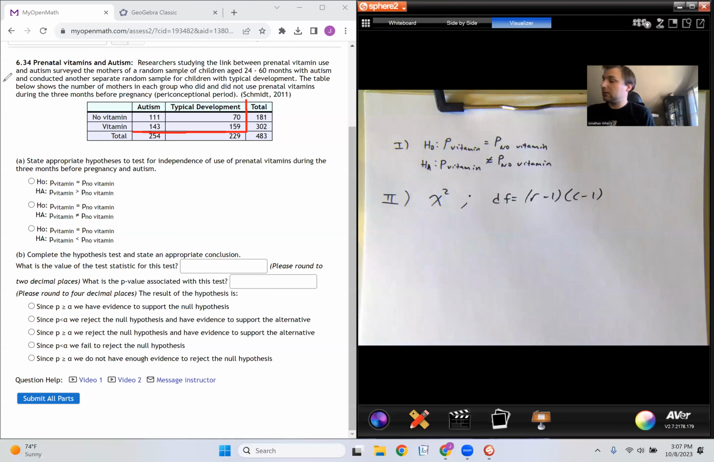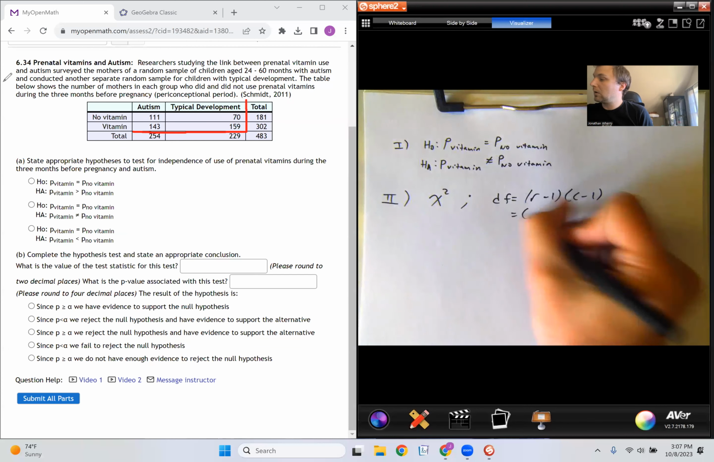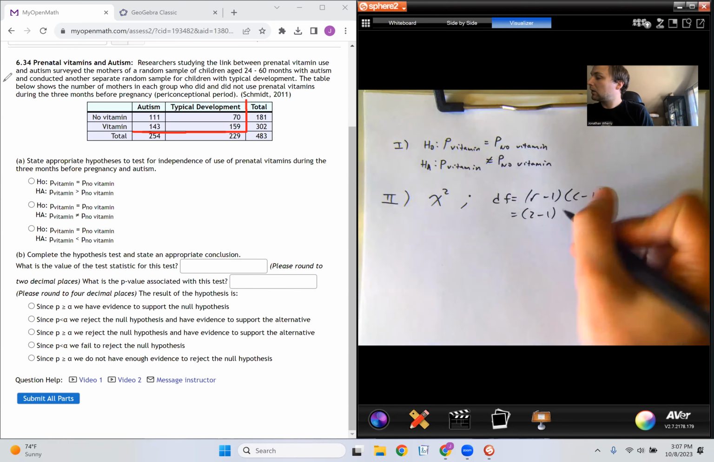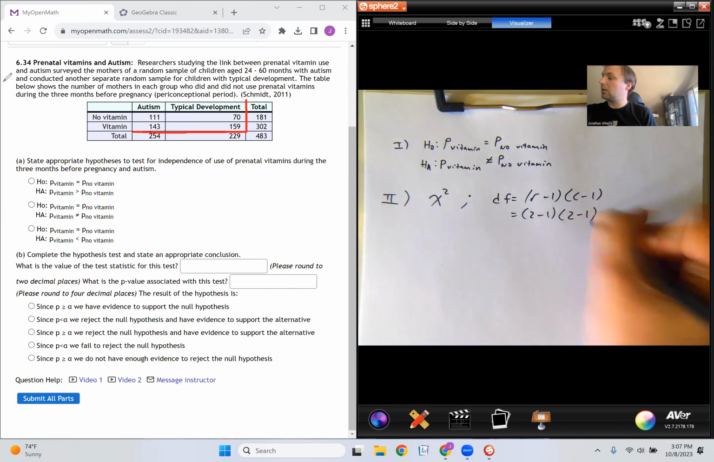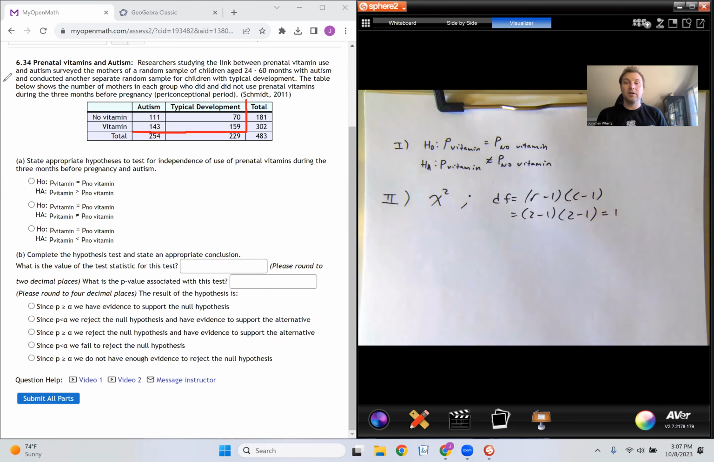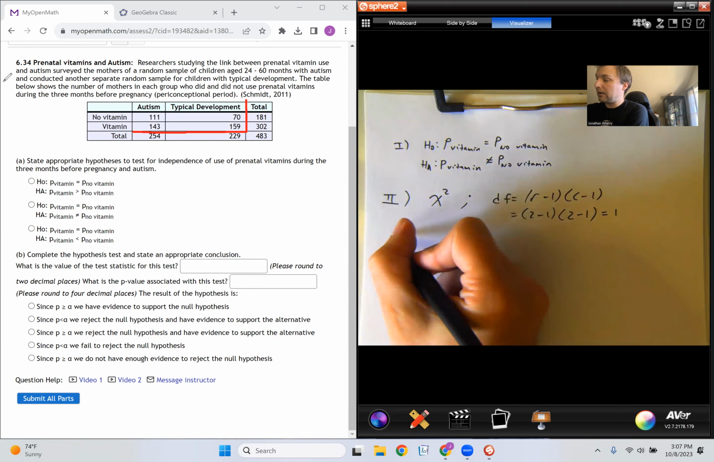So I've got 2 minus 1 for the rows and 2 minus 1 for the columns. I have 1 times 1. I have a degree of freedom of 1 for this model. And the information that they provided me there is my observed data.